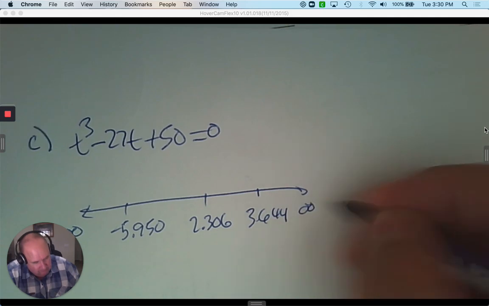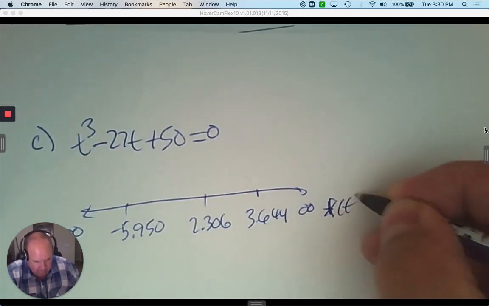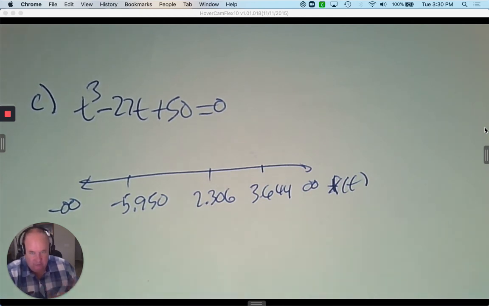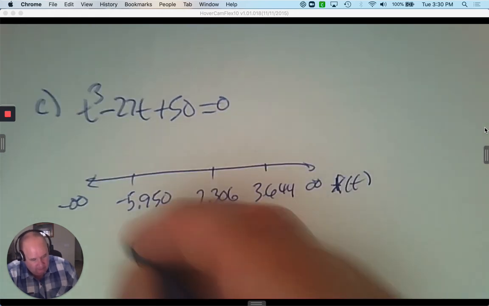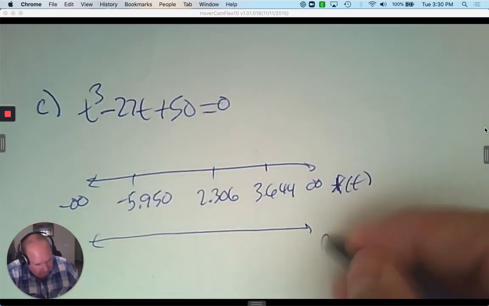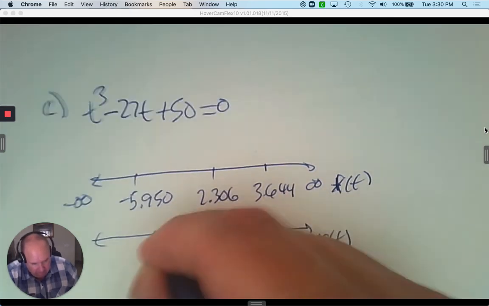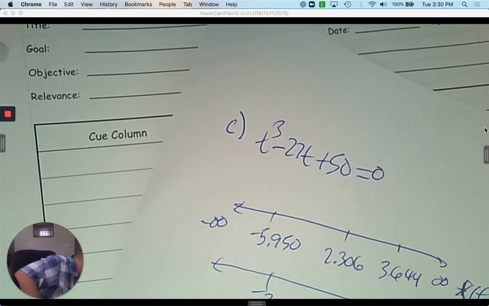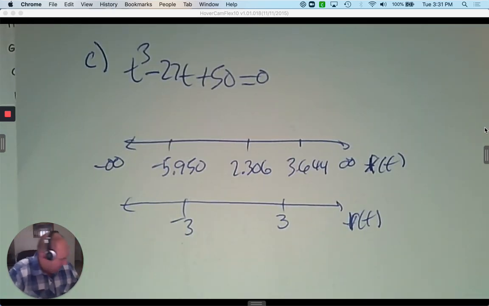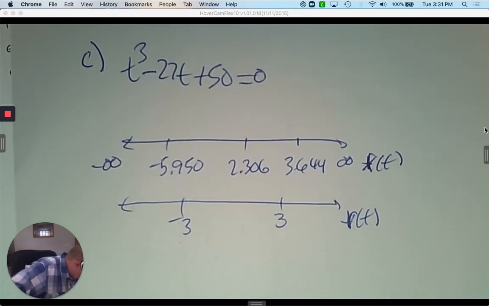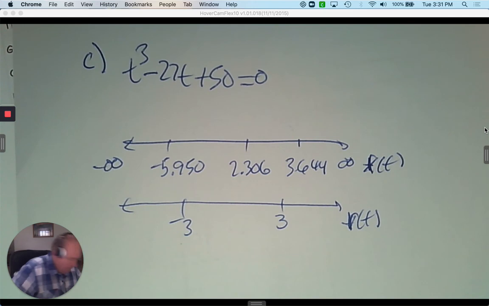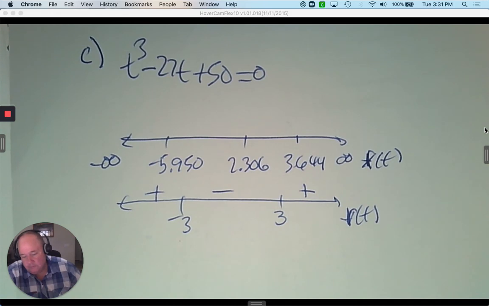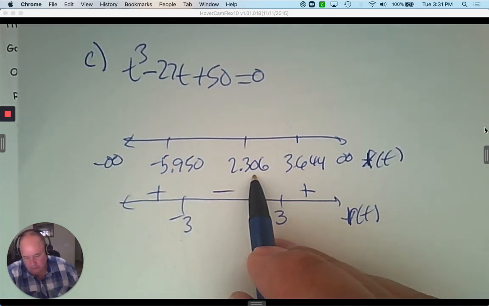So that is the position. So the question is, when is the distance of the particle from the origin increasing? So I'm also going to overlay it with the velocity. And I did that velocity, right? I'll do it again here. Negative 3 and positive 3. And just looking at the last sheet. So at these times, it's at the origin.